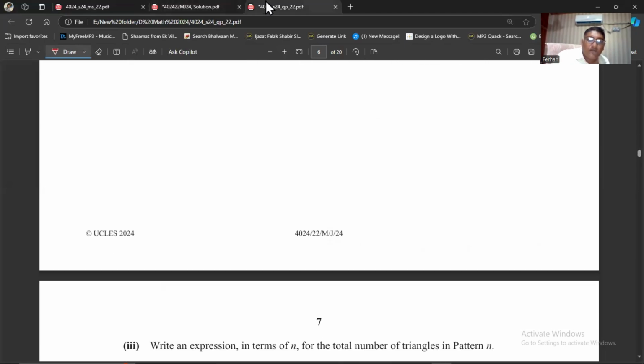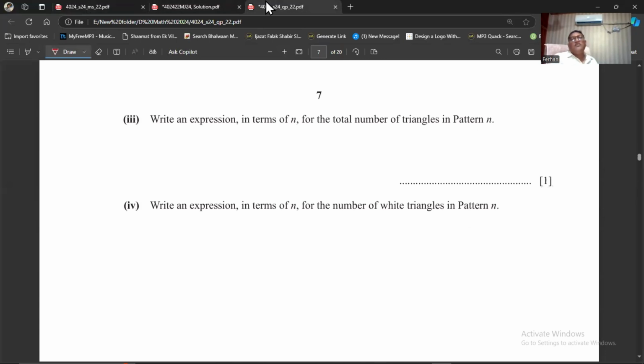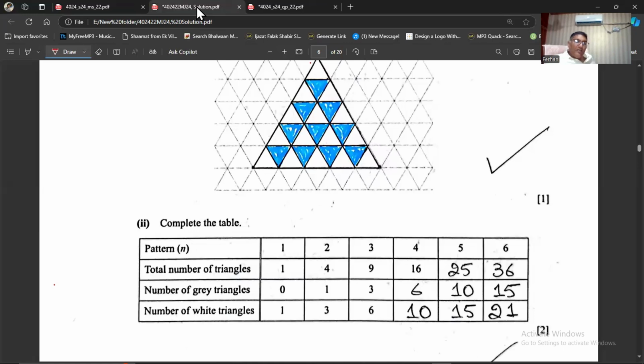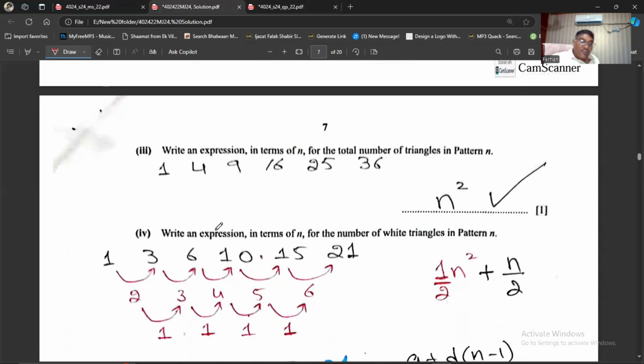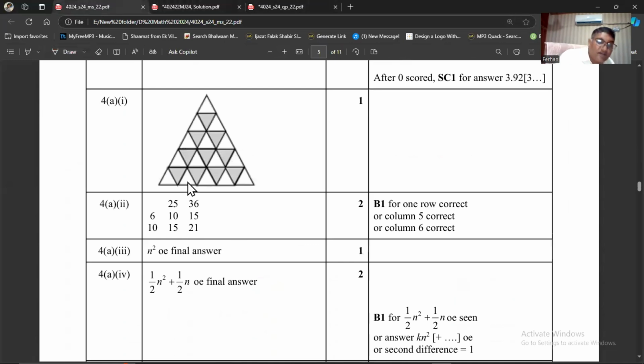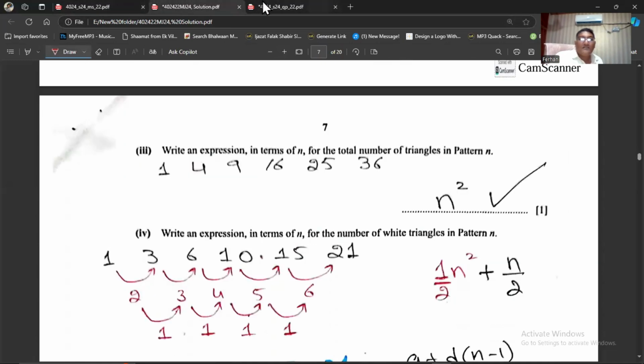Now, their question is write an expression in terms of n for the total number of the tiles in the pattern. Total number of the tiles is 1, 4, 9, 16, 25, 36. So what is 1? 1 is 1 square. What is 4? That is 2 square. This is 1 square, 2 square, 3 square, 4 square, 5 square, 6 square. So the nth term, from the pattern I can tell, will be n square. And that is right.